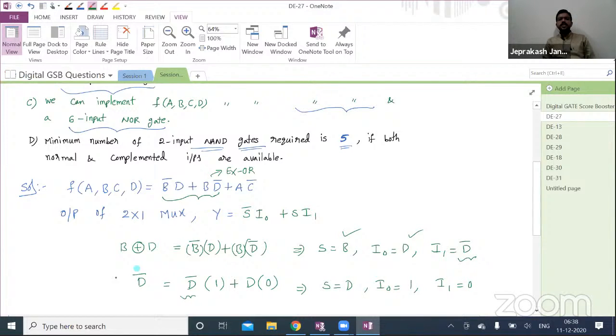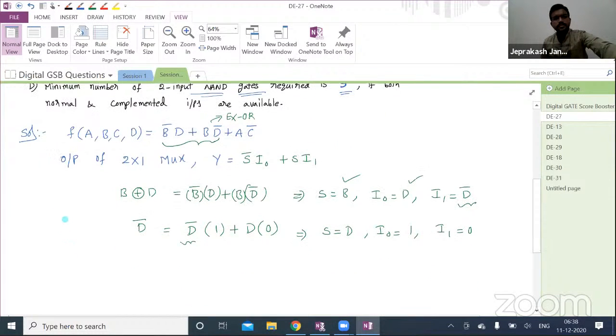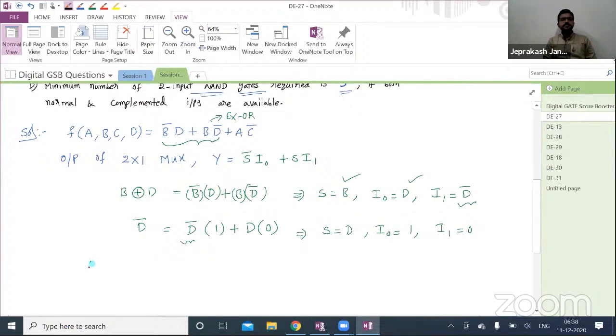Okay. So for implementing B exclusive OR D, how many 2 by 1 muxes do we require? Up to this step, tell me the answer. We'll proceed further. For implementing B XOR D, how many 2 by 1 muxes do we require? Yes, we require two 2 by 1 muxes.